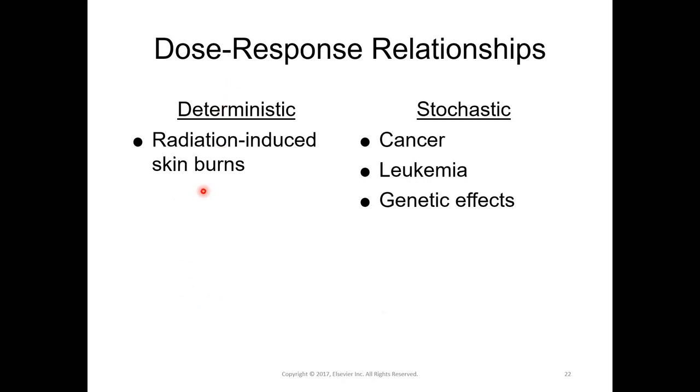Dose-response relationships, which we talked about quite a bit in class. Deterministic has radiation-induced skin burns, which was the fluoro that we mentioned. Usually high-level fluoro, you can get skin burns. For radiation oncology, you can get skin burns. And then some of the stochastic things that happen later on in life would be your cancers, your leukemia, and your genetic effects.